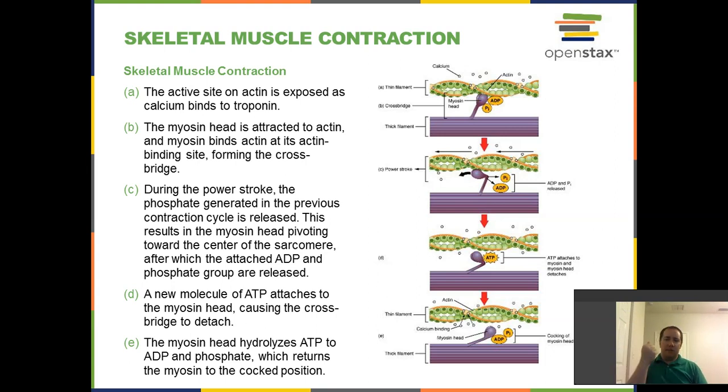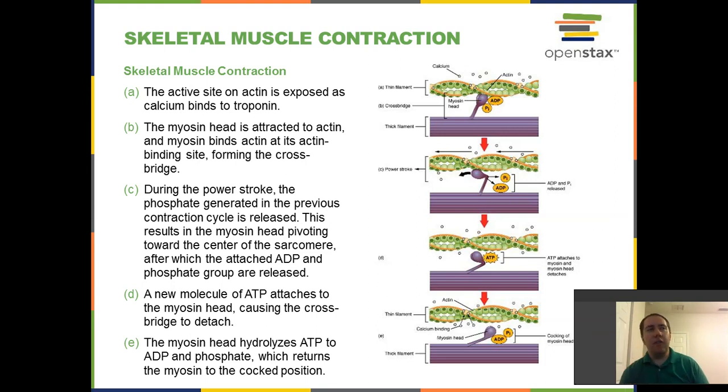After it pulls, a molecule of ATP is going to bind. When the ATP binds, it's actually going to cause the myosin to let go. After it lets go, it's going to use the energy from that ATP to reach up and grab again.